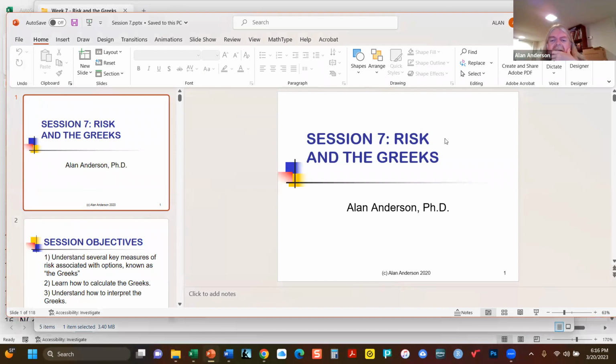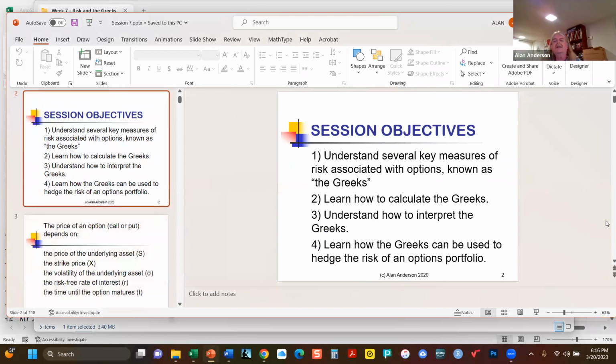Now the name, the Greeks, you'll see why they're called the Greeks in a minute, but here's what we're going to do. We're going to look at these risk measures, which are collectively known as the Greeks. We're going to see how to calculate them, learn how to interpret them, and see how they're used for hedging risk in a portfolio.